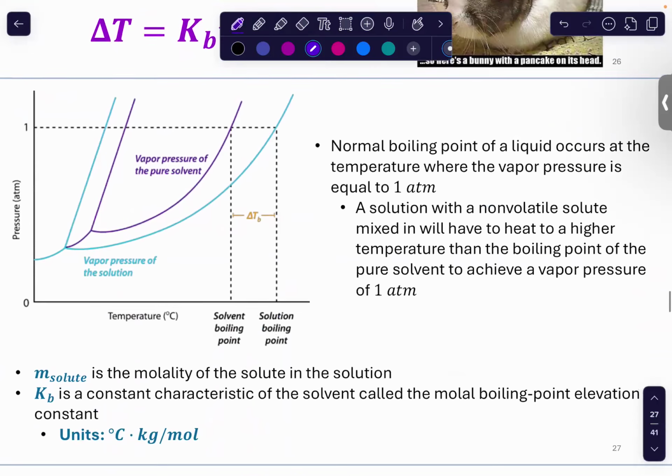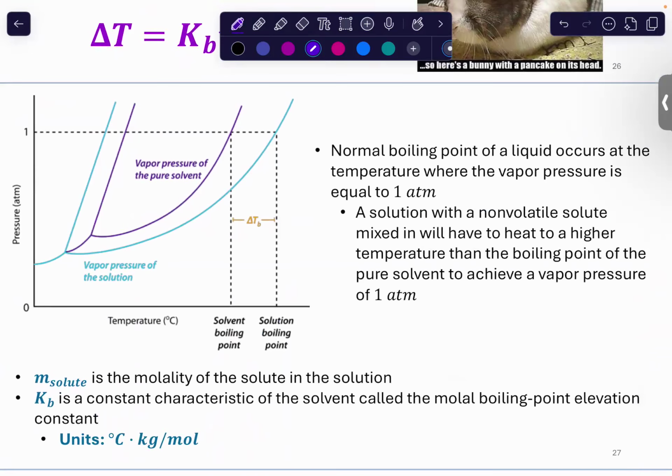Okay. So here's a look at a curve where the boiling point increases. You remember the normal boiling point. When you see a problem that says normal boiling point, you know that you're at 1 atmosphere or 760 torr. So you dump in a non-volatile solute, and the point at which that 1 atmosphere of pressure above the solution is achieved is at a higher temperature.